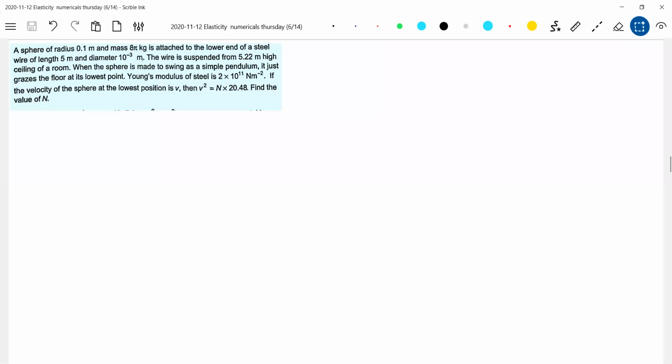A sphere of radius 0.1 meter and some mass is attached to the lower end of a steel wire of length 5 meter, diameter given. The wire is suspended from a 5.22 meter high ceiling of a room and the sphere is made to swing as a pendulum. It just grazes the floor at the lowest point. He's asking what will be the speed of the sphere at the lowest point. How to find the speed? So take care of this pendulum idea.